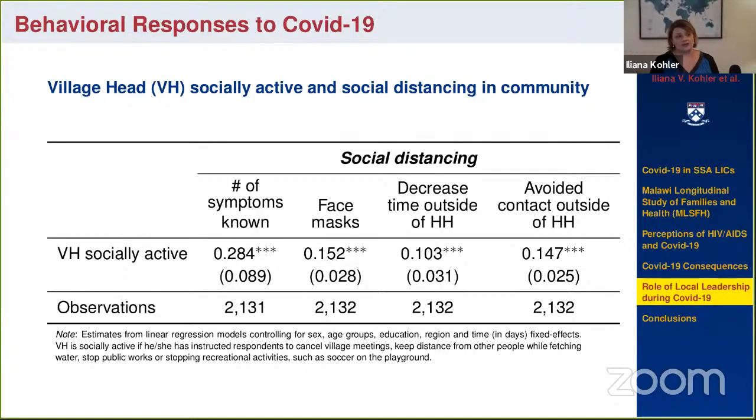We define a village head as socially active if he or she has instructed respondents to cancel village meetings, to keep distance from other people while fetching water, to stop public works, or to stop recreational activities such as playing soccer on the common village playground. Our results from our regression model show that living in a village with a socially active village head results in a higher number of known COVID-19 related symptoms. These respondents are also more likely to wear face masks. They are also more likely to report decreased time spent outside of the household, and they are more likely to have avoided contacts with other people outside of the household.